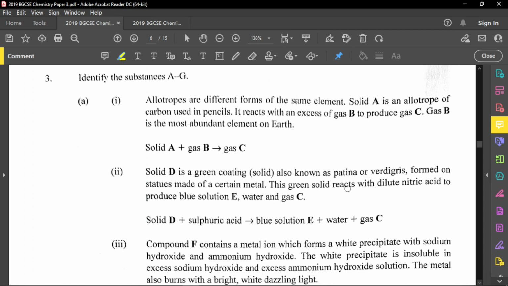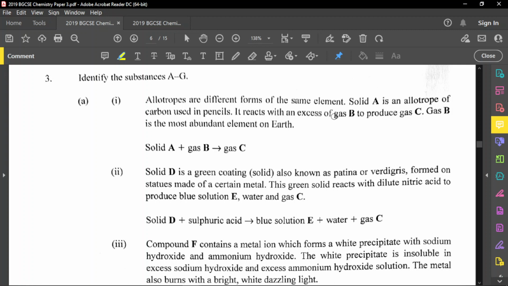All right, and so A1: allotropes are different forms of the same element, right? It's a solid. A is an allotrope of carbon used in pencils. All right, and once you say used in pencils, you know that is graphite. Okay, so that's just a clue right there. So I'm giving you some clues as I go along.